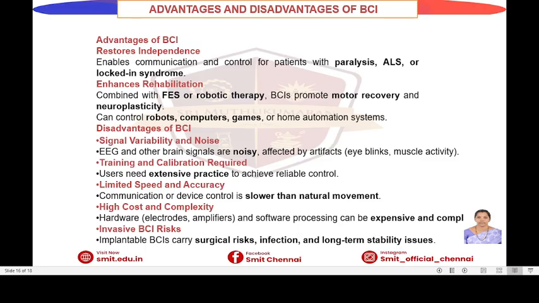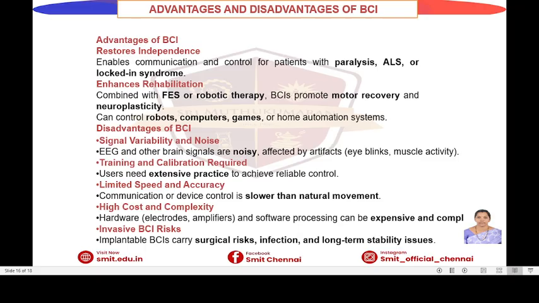Then what are the main disadvantages? EEG signals are noisy, and consist of artifacts due to eye blinks and muscle activity while taking the EEG reading. Training and calibration are required. Users need extensive practice to achieve reliable control. Only by practicing can they do all those things.